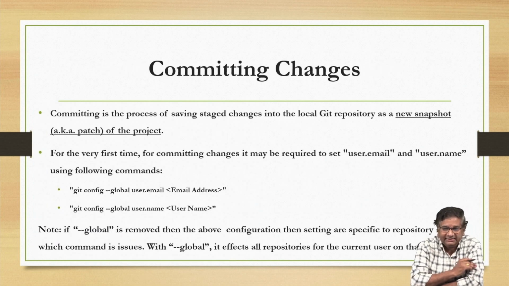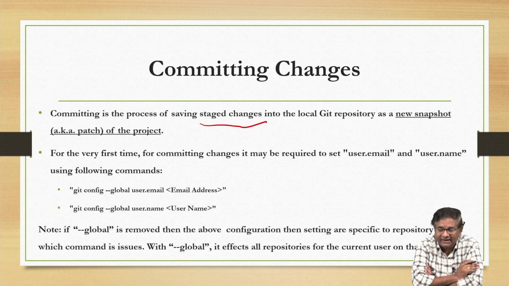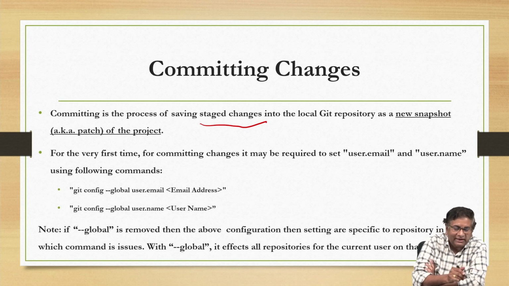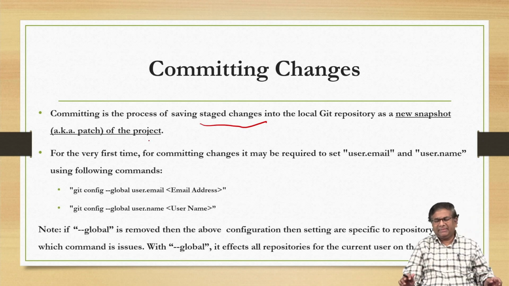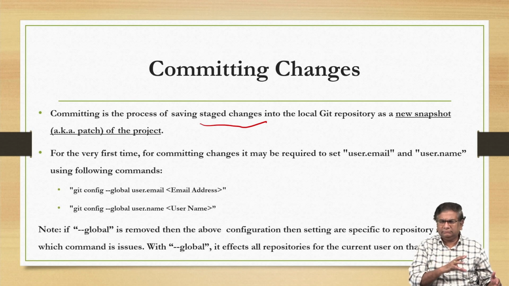Now, committing changes. Let's see the final step, or second step. Committing is the process of saving staged file changes into the local Git repository as a new snapshot, also known as a patch of the project. Now, what is meant by snapshot, which is also known as a patch? Let's say you have a folder. In that folder, there are 6-7 files, and you want to modify all those files. You want to push them.